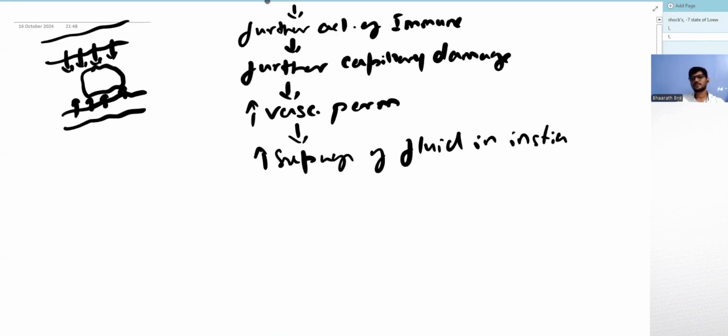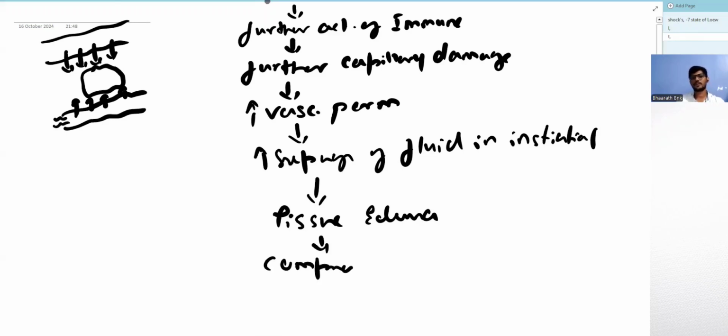Interstitial space is the space which is surrounding the cell. Because there's a lot of fluid there, that will produce tissue edema. Now, when there is tissue edema, this tissue edema will compress the capillaries. And whatever little blood flow was there, that is also cut off now. This will further reduce perfusion.